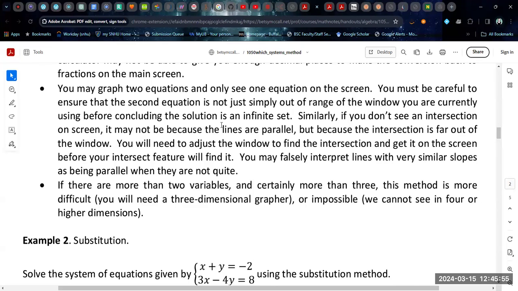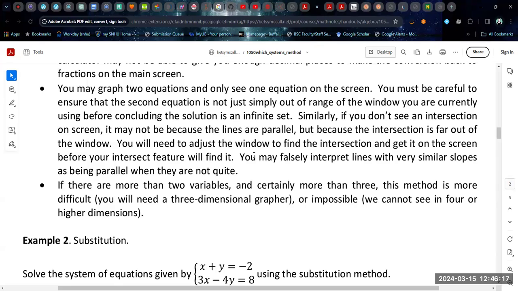On the other hand, it could be that it's simply not showing up because it's out of the range on your window. And so you may need to zoom out in order to be able to see if that's the case, if it's actually on the screen, but just off the window, or if it's just not there at all because it's on top of the other line.